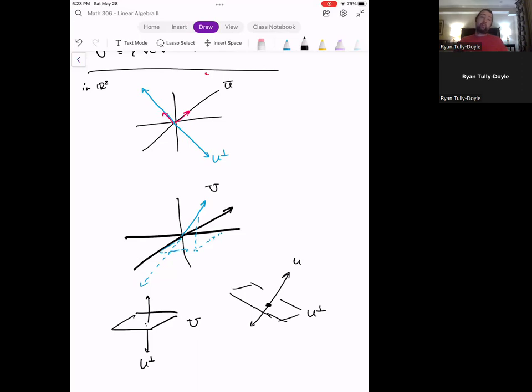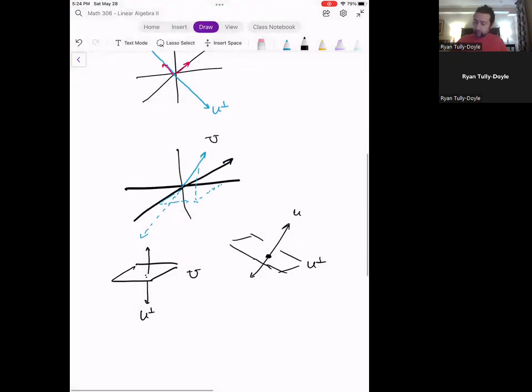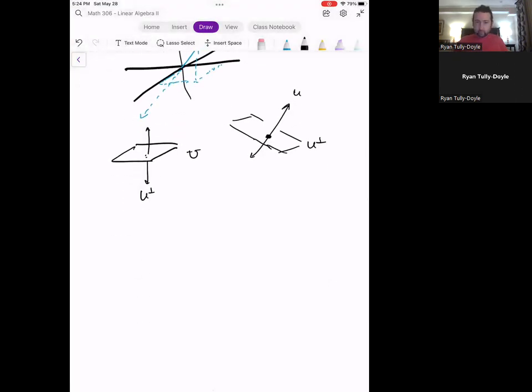So the orthogonal complement is a really useful way of pulling a vector space apart, once you've identified a subspace or a set that you're trying to decompose a space into. Okay, so let's look at some basic properties of orthogonal complements.